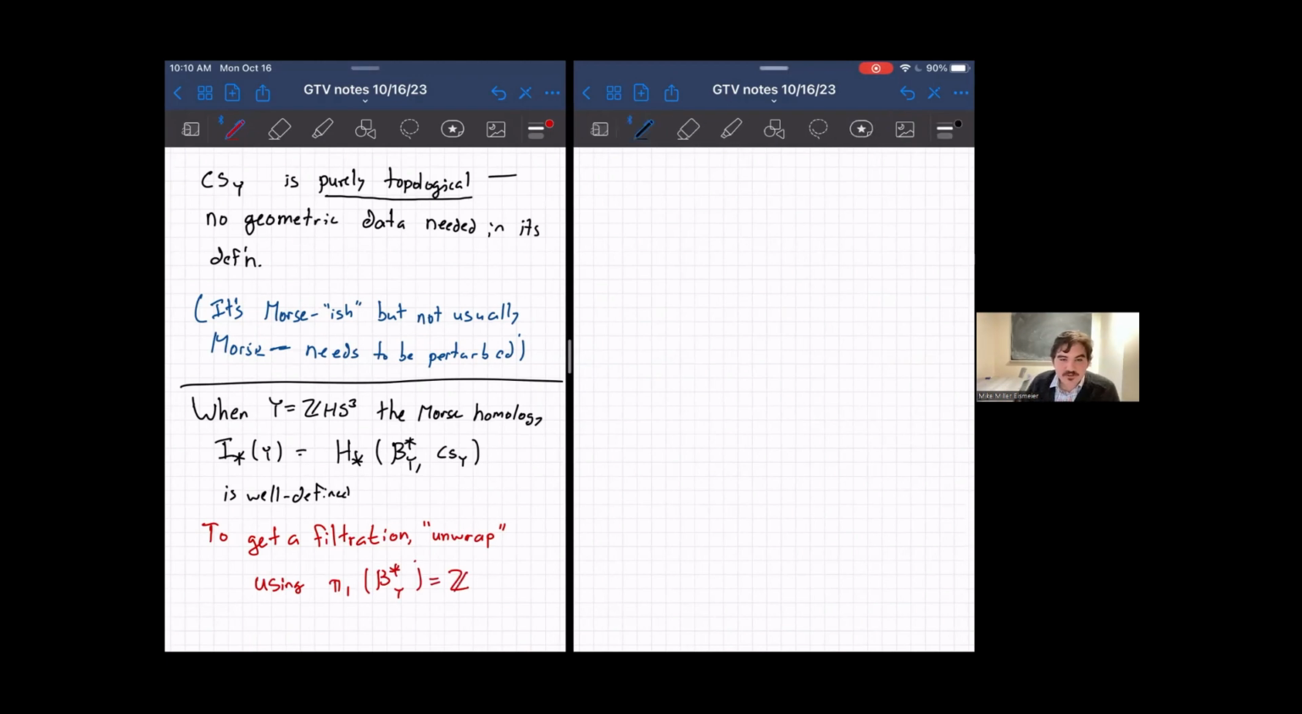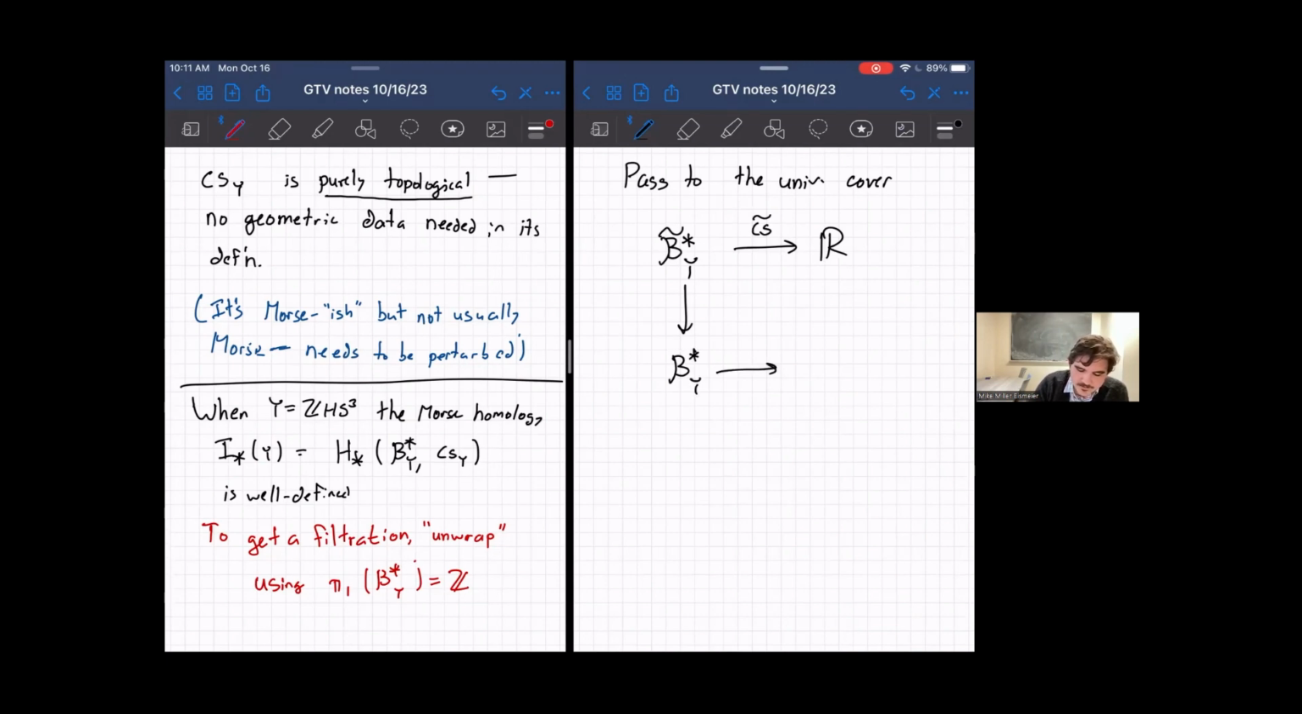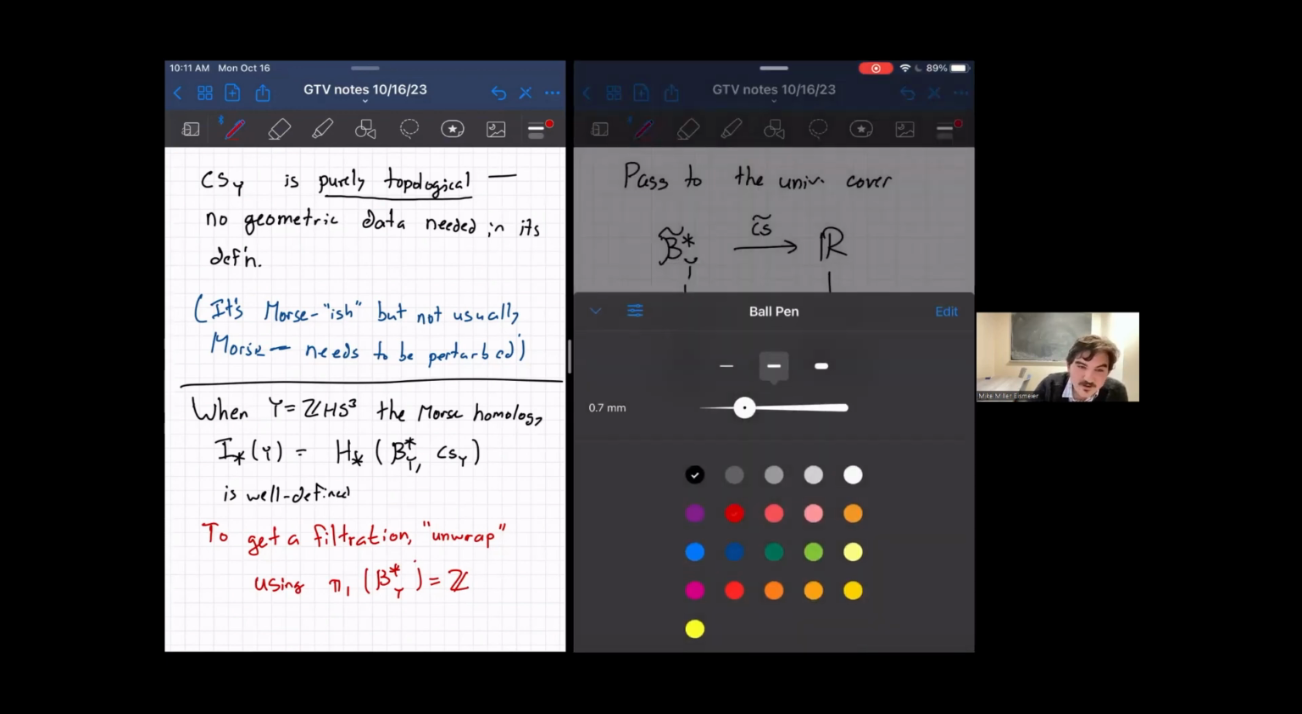The fundamental group of this space of irreducible flat connections on Y is the integers. The map from this group to the fundamental group of the circle under Chern-Simons is an isomorphism. If we pass to the universal cover, we do have a well-defined R-valued functional, where here I'm using the tilde to indicate universal cover, as opposed to equivariant in some sense.